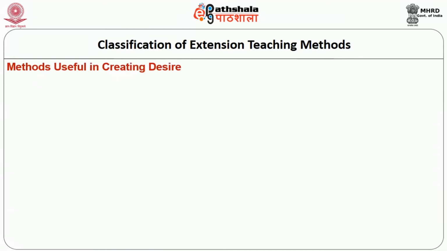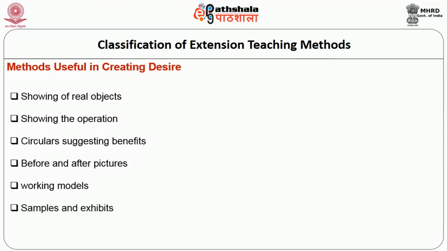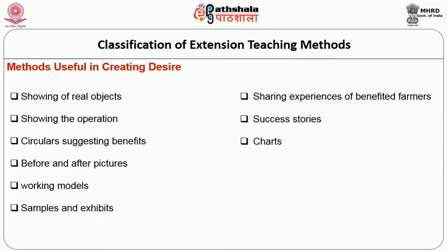The methods useful in creating a desire among the farmers are showing of real objects, showing the operation, circulating suggestions and benefits, before and after pictures, working models, samples and exhibits, sharing experience of benefited farmers, success stories, charts, folders, field trips or study tour.